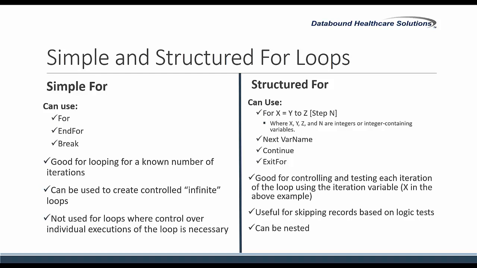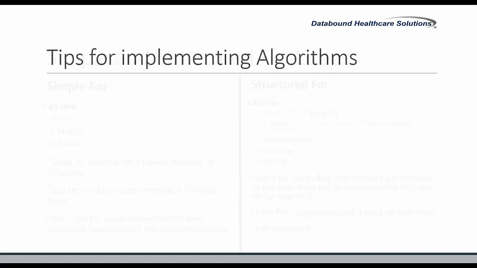Next, var_name, continue, and exit for. These are good for controlling and testing each iteration of the loop using the iteration variable, x in the example above. They're useful for skipping records based on logic tests, and these can be nested. So this is in here for your reference if you download this PowerPoint. And there are some tips for implementing algorithms.